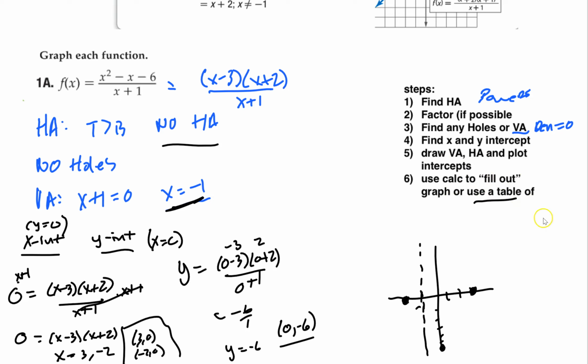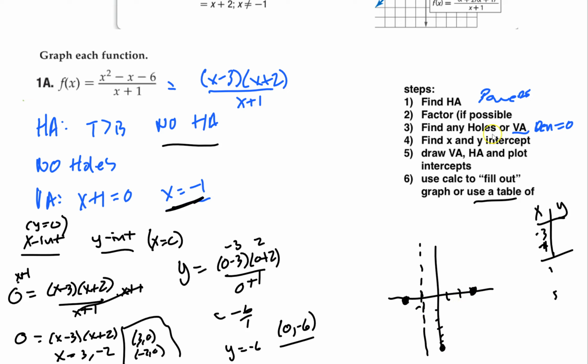What I always do, if you don't have a calculator, is just make an x, y table. Now you can fill out some more values over here. I already have negative 2. I can do negative 3, negative 4. On this side, we already have 0 and we have 3. We could do 1 and maybe 5. Then you can just get more points and plot it.